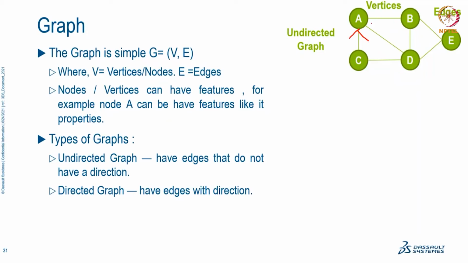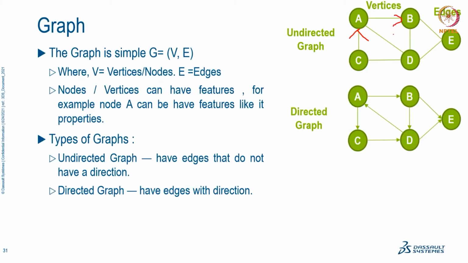But if there is a direction involved, in which direction the link is attached, then the graph turns into a directed graph. For example, from D you can go to A, but from A you cannot go to D. This type of graph is generally used for shortest path algorithms, etc.